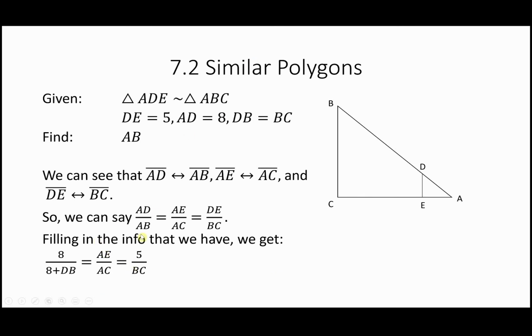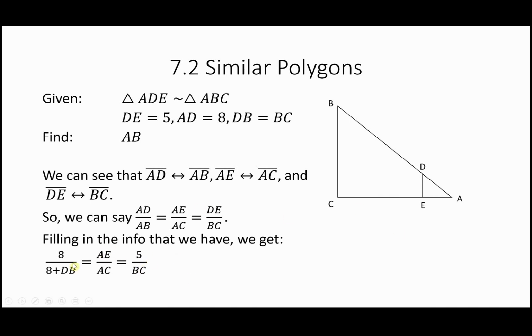Okay, so we have AD is 8, and then AB, we do not know the value of AB, but we know that a portion of it, this value of 8 associated with this portion of AB, happens to be known to us in the form of AD's length of 8. DE is also given to us, that's this one right here, which is 5.